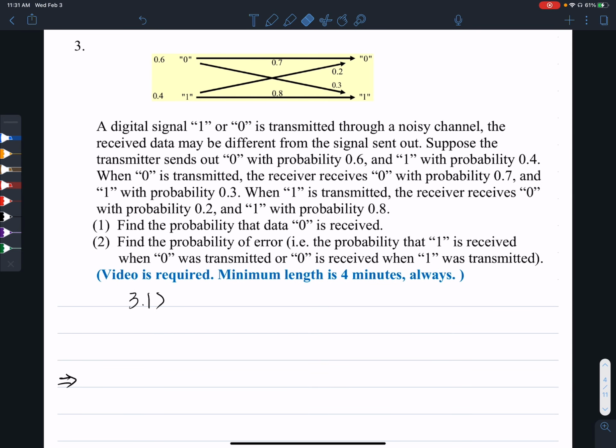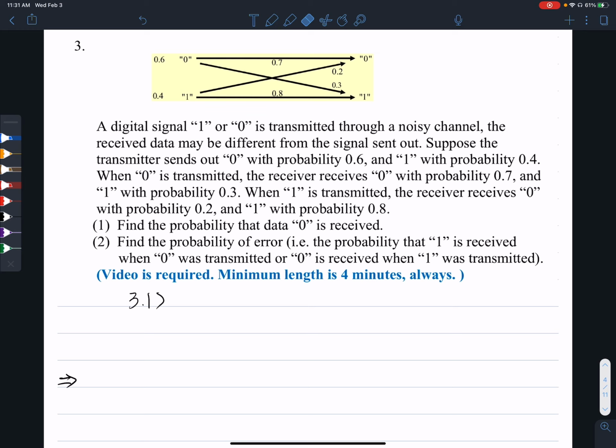The question is, a digital signal 1 or 0 is transmitted through a noisy channel. The received data may be different from the signal sent out. Suppose the transmitter sends out 0 with probability 0.6 and 1 with probability 0.4.